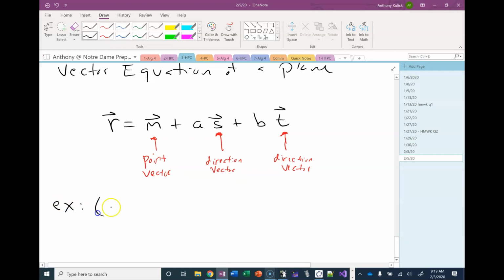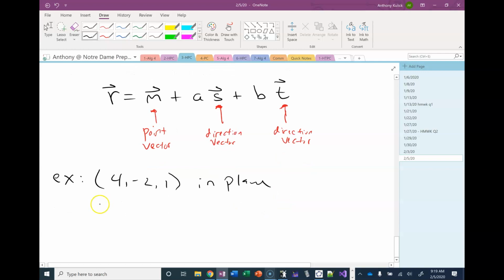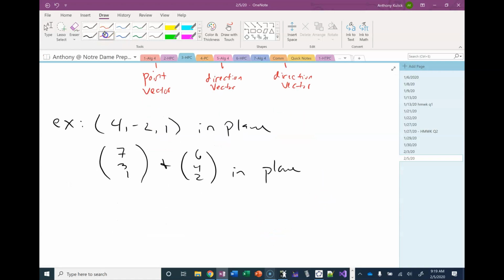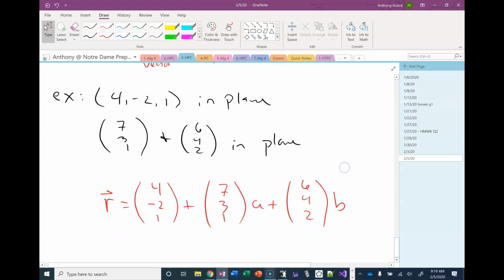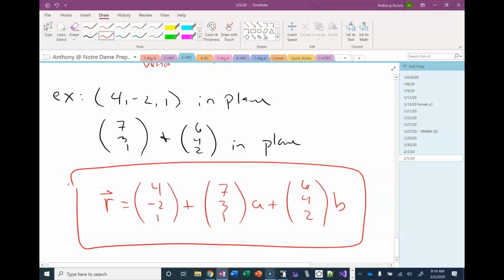So, for example, if we have the point 4, -2, 1 that lies in the plane, and we have the vectors 7, 3, 1 and 6, 4, 2 in the plane, we can write the equation for the plane just as our point vector plus one of the plane vectors plus the other plane vector. And that's it. So that was a very simple example because we gave you the point that was in the plane and we gave you the 2 vectors that lie in the plane.